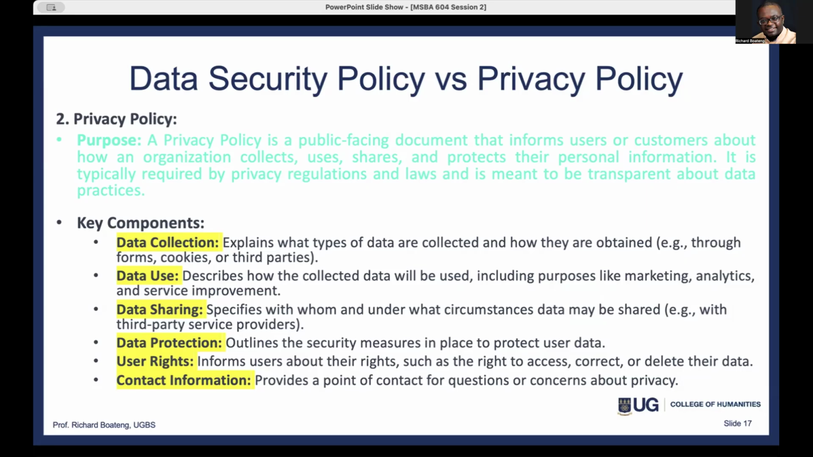Then user rights. Inform users about their rights: right to access, correct or delete their data. I mentioned that. Then the most important one, which some people have been evading, contact information. Don't give me global contact information. Give me one for the locality I am in. I'm on Singapore Samsung's website. Who should I contact if I have a problem? Data protection officer, Singapore, Samsung Singapore. This is the index, the email address, and this is the phone number.